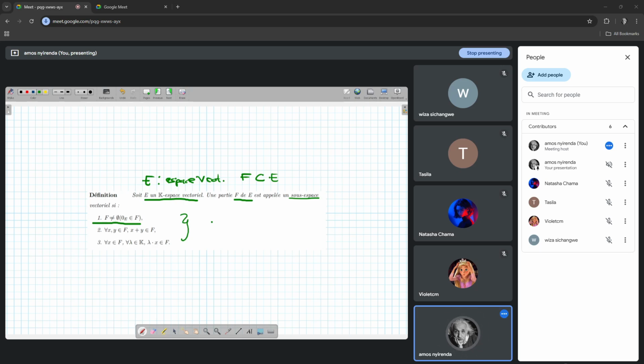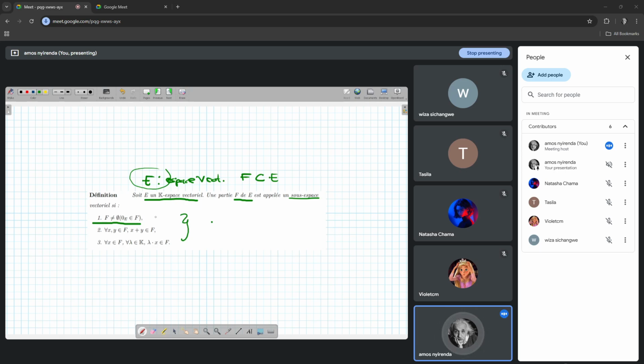So if this is true, then F has to be non-empty. Okay, F has to be non-empty. So what does it mean for F to be non-empty? It means F has to have at least some element. So if you want to verify or check this property, you must find out if the identity element of the parent espace vectoriel, which is E, is in F. If the identity element of the parent set is in the child set, which is F, then the first property would have been verified.